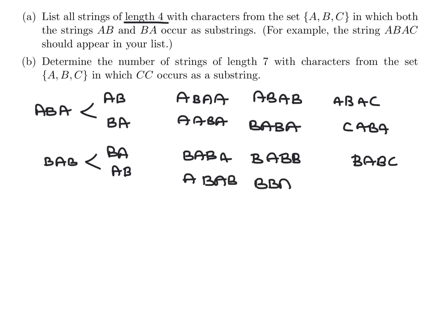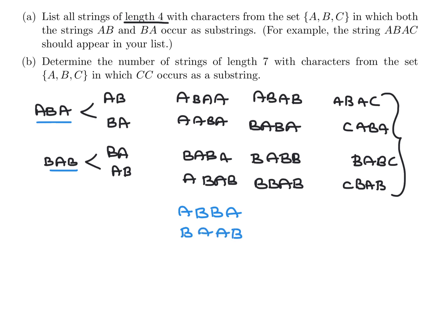B, BAB, and C, BAB. Okay, so these guys, hold on one second. There's a few that actually don't sort of fit the mold of this or this. There's this guy, and then there's also the one like this. So these both would have an AB and a BA.